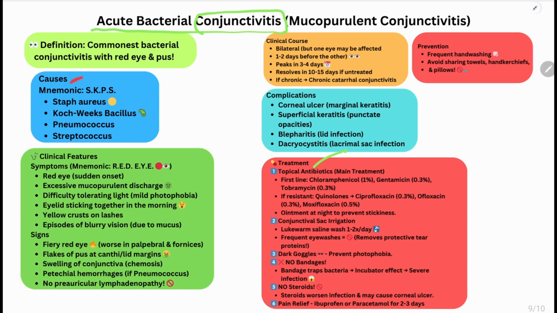So what are the causes here? The causes can be remembered by SKPS. S for Staph aureus, K for Koch-Weeks bacilli, pneumococcus and streptococcus. So these are the most common microorganisms.